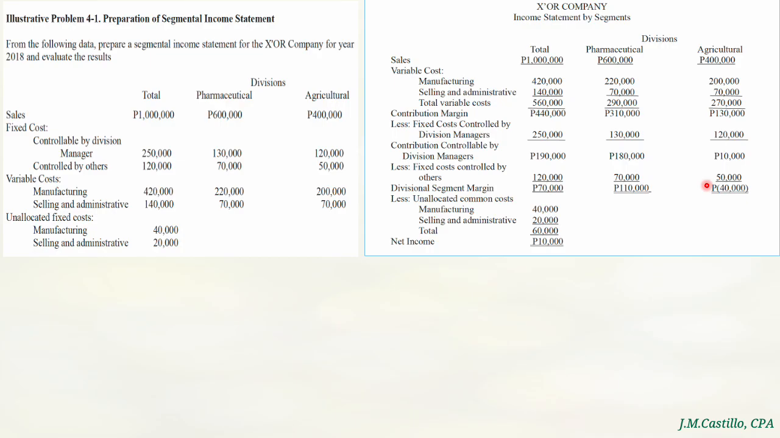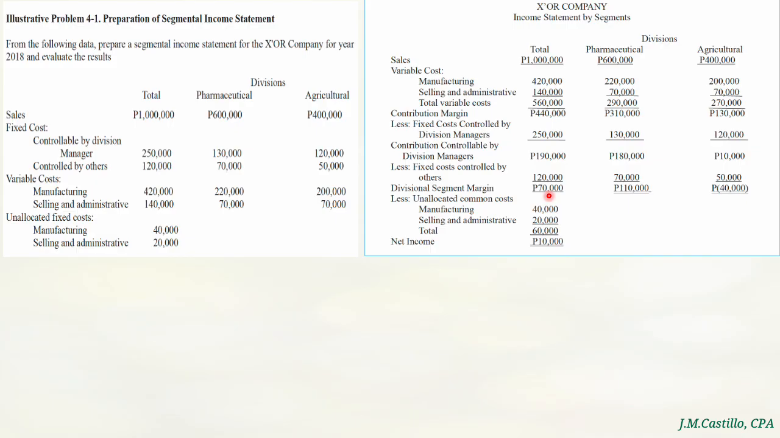Kasi ang isa sa mga kino-consider sa relevant costing is, is it still profitable ba sa entire organization kung i-retain yung agricultural division? Kasi kung titingnan natin, negative yung naging segment margin niya. Nagkakaroon siya ng loss. Kung aalisin naman natin ito, matitira 600, ang divisional segment margin nito ay 110. Kung ibabawas natin yung unallocated na 60, it would be more profitable. Kasi magiging 50,000 yung net income. Obviously, bakit nagkaganon? Kasi meron tayong 40,000 na loss pagdating sa agricultural division. Na-absorb ngayon yun ng 110,000 na segment margin ng pharmaceutical, kaya ang ending 70.